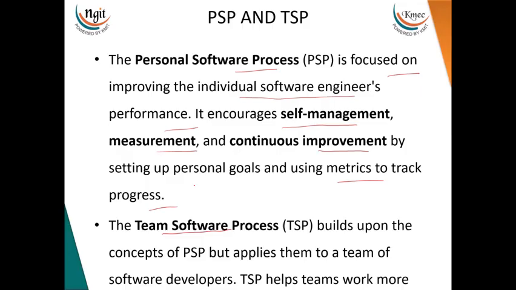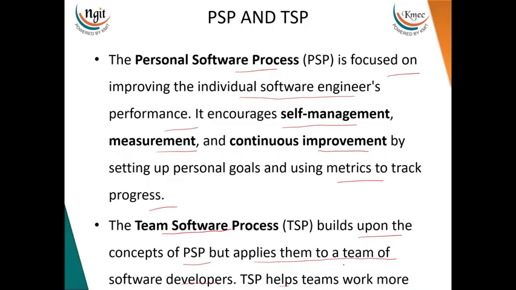If we consider an example, a developer might use the personal software process to track how much time he or she has spent coding versus debugging, and try to adjust the process in order to achieve efficiency. They focus precisely on personal metrics to improve themselves as individuals in software development. And when we talk about the team software process, it builds upon the concept of personal software process, but applies it to a team of software developers.